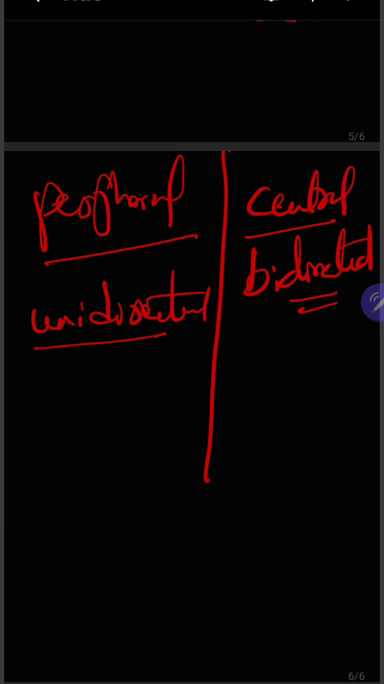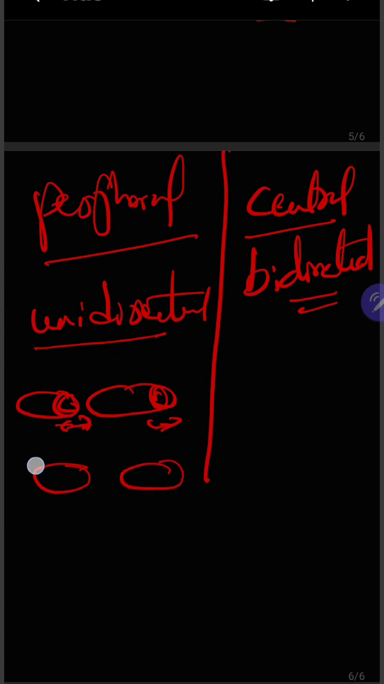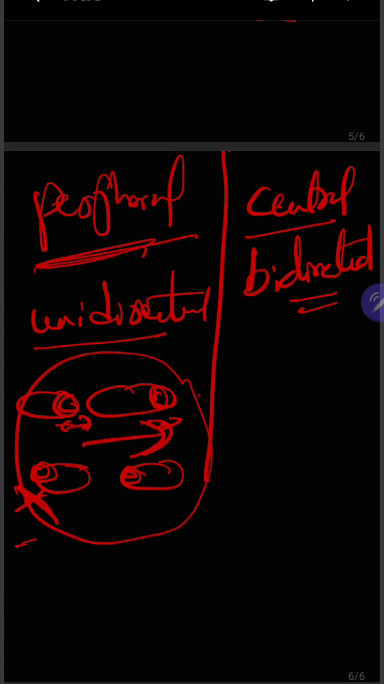Okay. So suppose the patient is having some infection or any abnormality in the ear. Suppose the left ear is affected. If you ask the patient to look at the left side, there will be nystagmus only in this direction. And if you ask the patient to move the eyes to the right side, there will be no nystagmus. So there will be only one direction. So it is unidirectional nystagmus that will be seen only in the peripheral.